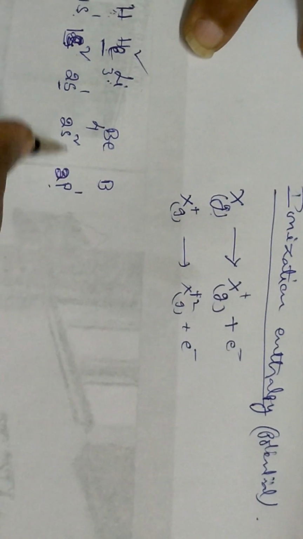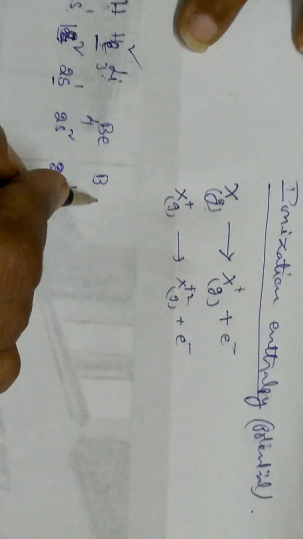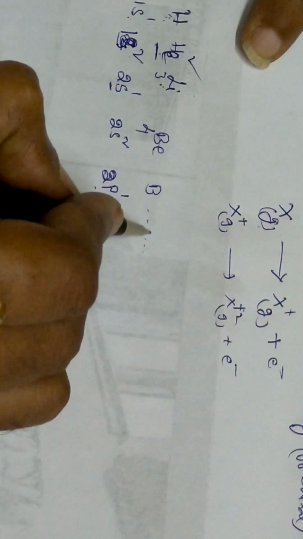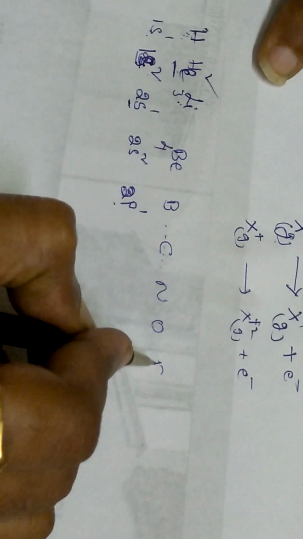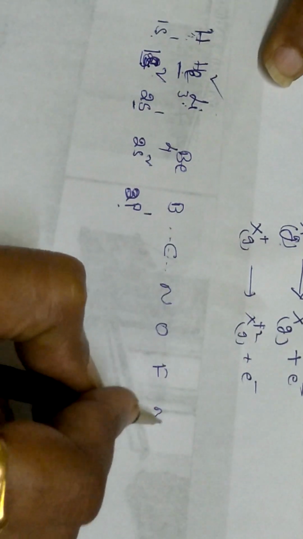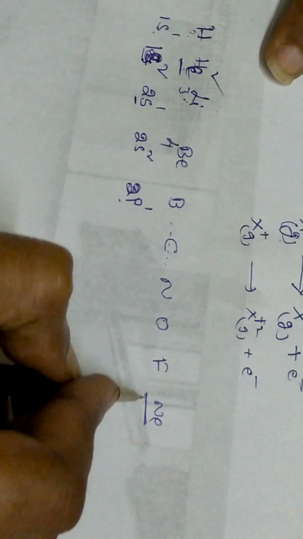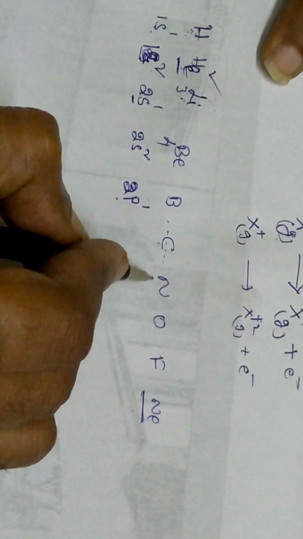A little less, but slightly more, but a little less. It will not come very high. If you are going on like this: boron, carbon, nitrogen, oxygen, fluorine, here neon is very high. Again, same, fully filled. So carbon, it is increasing, nitrogen, it will increase.